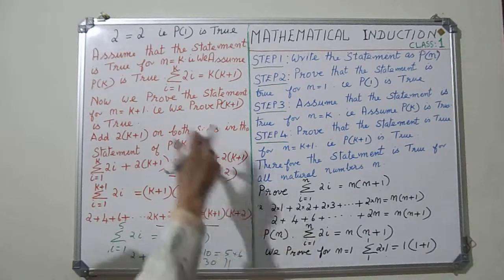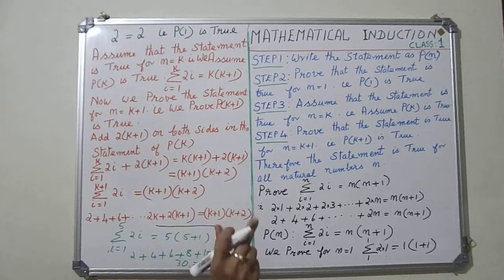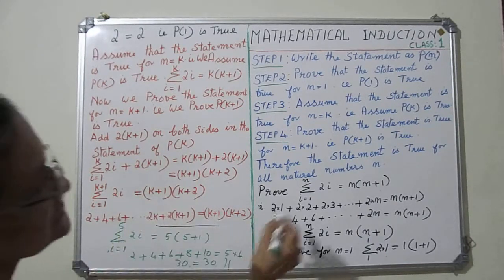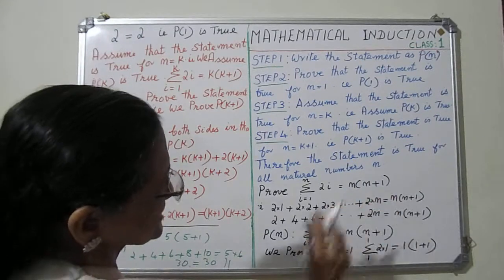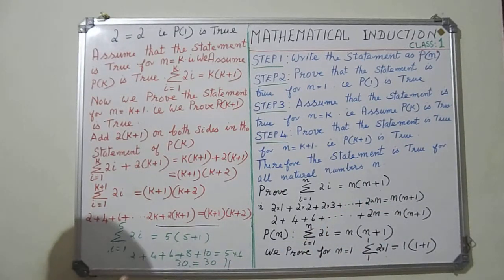You can verify. That means the given mathematical statement, what is our statement? Sigma i varying from 1 up to n of 2i is equal to n times n plus 1. This is true for all natural numbers.